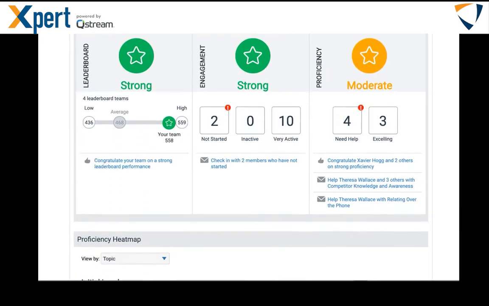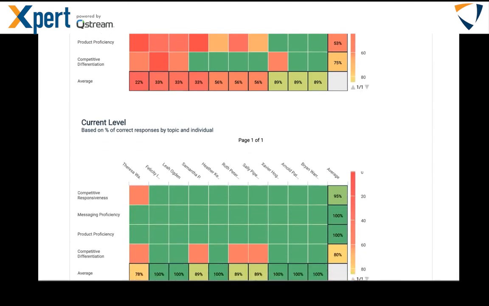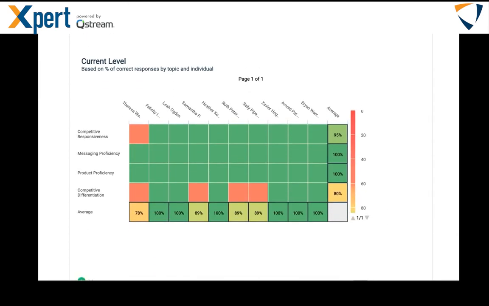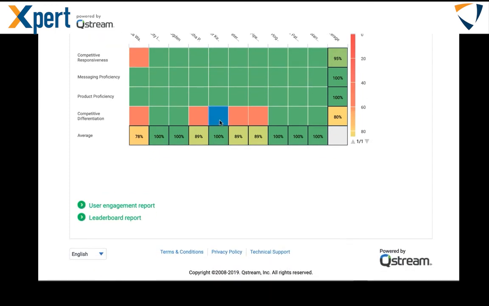Scrolling down the page, you can view QStream's heat map, which is a visual representation of initial performance and current attempt that enables you to easily determine knowledge gaps and know where to action appropriate targeted next steps. The Y and X axis can be filtered and cross-referenced here by individuals, questions, and topics. At the bottom of the page, you can check out the most current leaderboards before accessing the user engagement report.